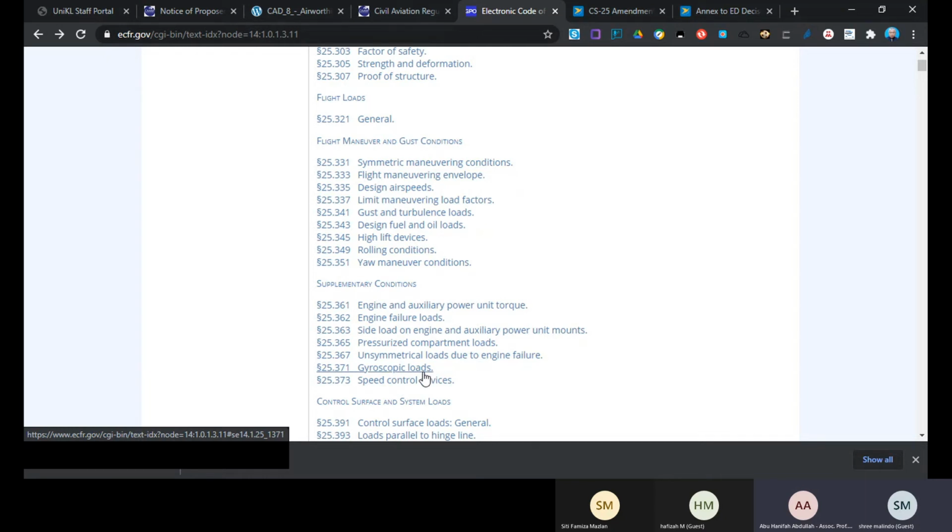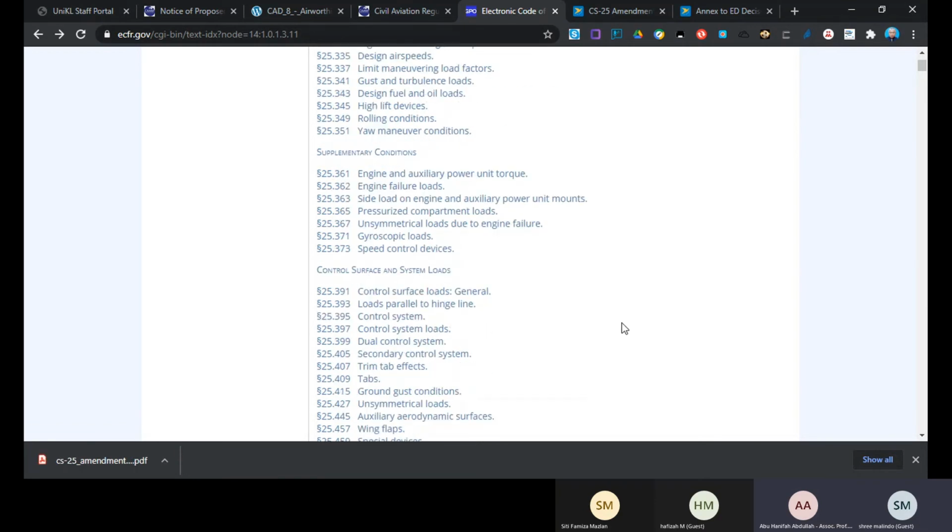Gyroscopic, as the engine turns to one side, the fuselage may try to turn to the other side. And speed control devices. Speed control devices, you have speed brakes, you have all these flaps to brake the aircraft, then those loads have to be translated to the system structure. So basically, this is what they call supplementary load. It's not primary load because it's not the load that is transmitted through the lift of the aircraft.